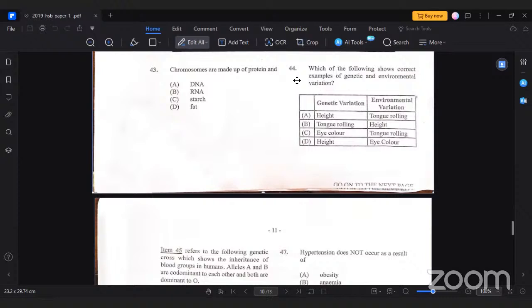The answer is indeed B, tongue roll under genetic variation and height under environmental variation.